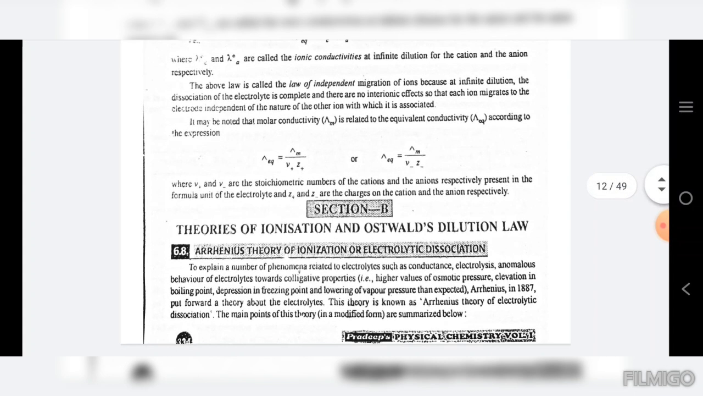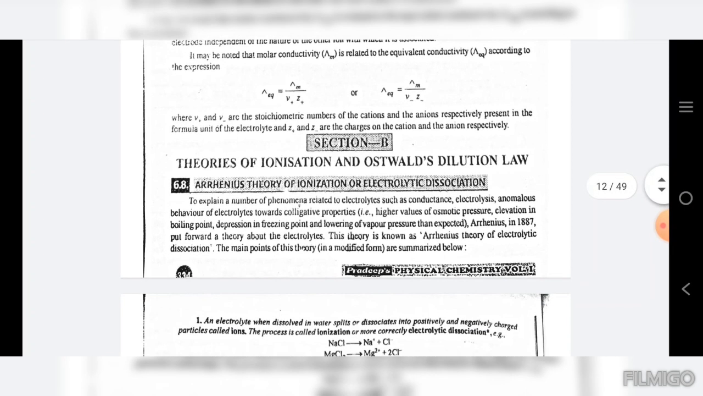It may be noted that molar conductivity is related to the equivalent conductivity according to the expression, where v plus and v minus are the stoichiometric numbers of the cations and the anions respectively present in the formula unit of electrolyte, and z plus and z minus are the charges on the cation and the anion respectively.